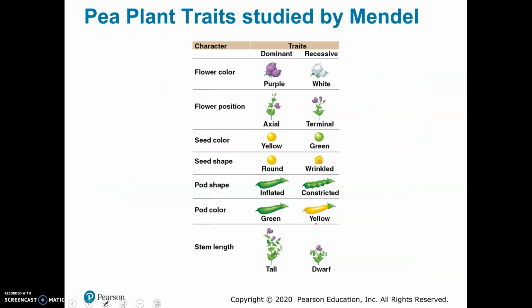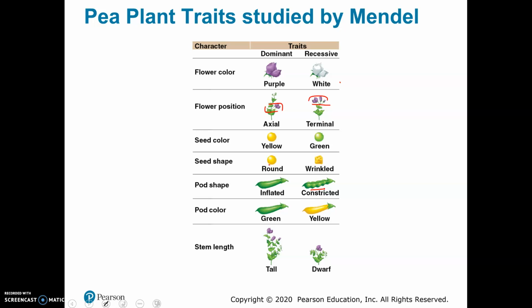These are all of the traits that he tested. So you could see purple versus white flowers, axial versus terminal, meaning the flowers are in the middle of the plant versus at the tip. The peas could actually be yellow or green. They could also be either round or wrinkled. The pea pods can either be inflated or they could look kind of wrinkly and constricted. They could be green or yellow, and the plant could either be tall or short.